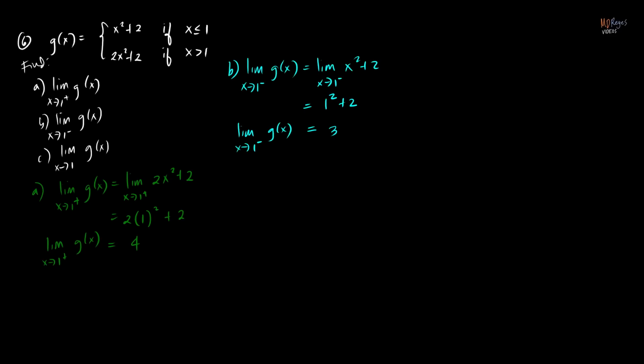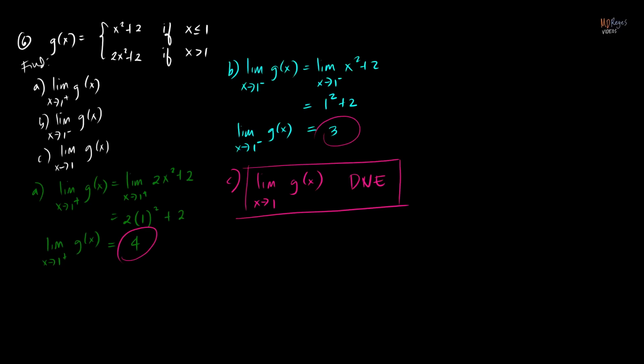Now for letter C, although the limit of g of x as x approaches 1 from the right exists, and the limit of g of x as x approaches 1 from the left also exists, they are not equal to the same number. This is equal to 4, this is equal to 3. So therefore, the limit of g of x as x approaches 1 does not exist. Okay?